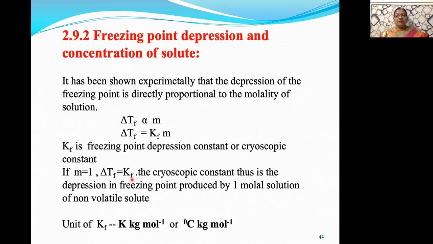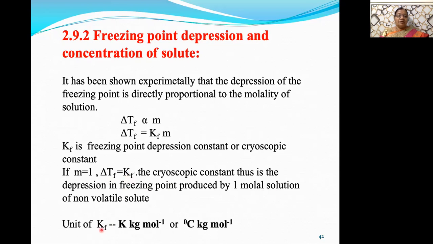Definition of Kb, instead of delta Tf there, the term delta Tb. So Kf, the cryoscopic constant, is the decrease in freezing point, or depression in freezing point, produced by a 1 molar solution of the non-volatile solute. That is, when 1 mole of solute is dissolved in 1 kilogram of solvent. At that point, the depression in freezing point is known as Kf, the cryoscopic constant.